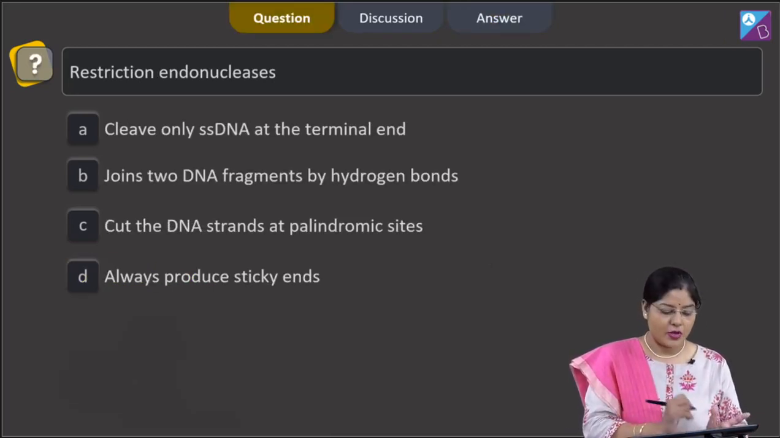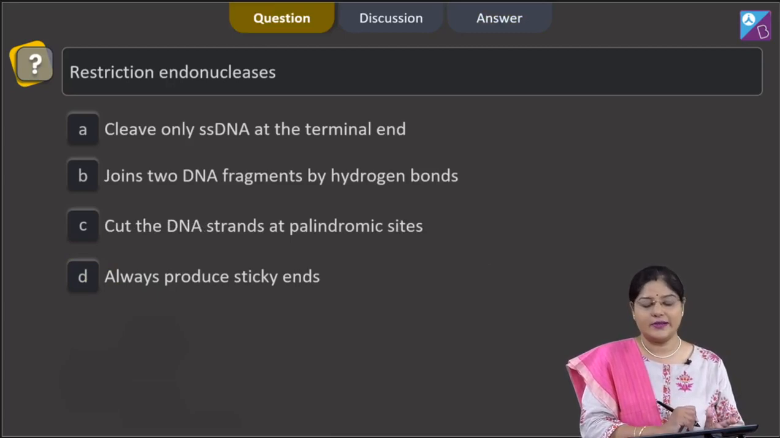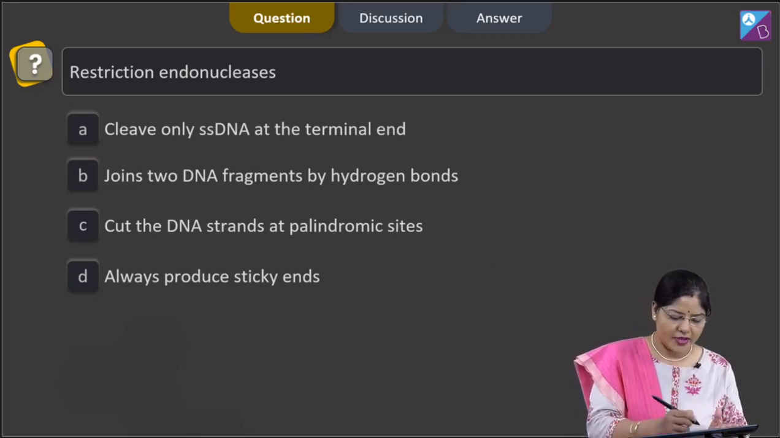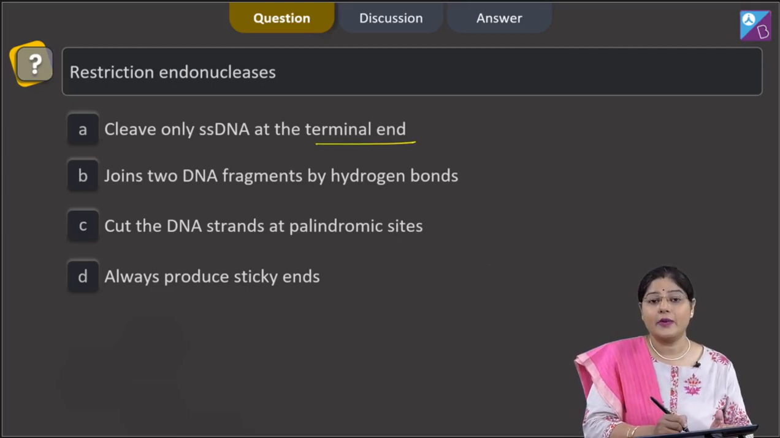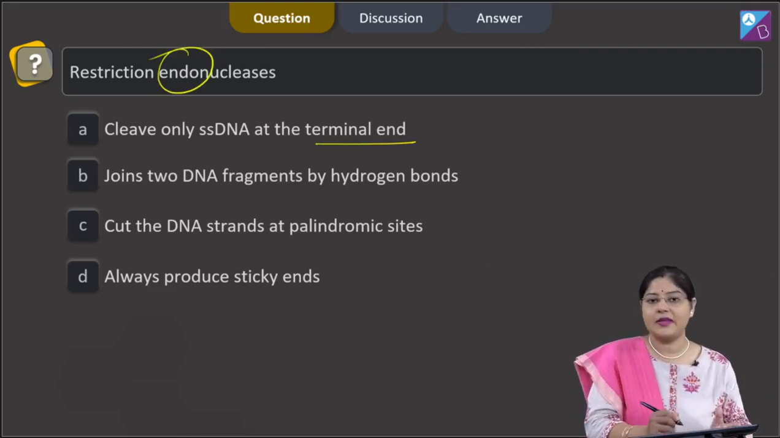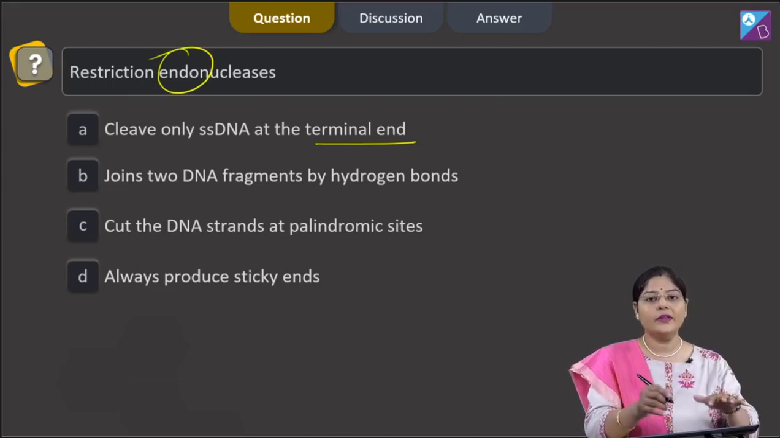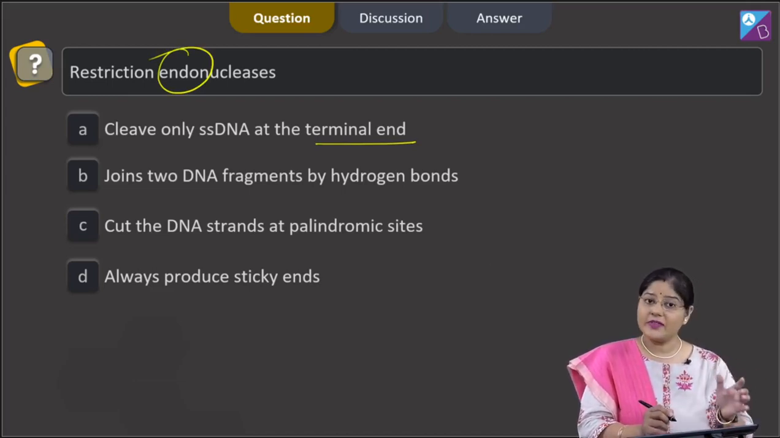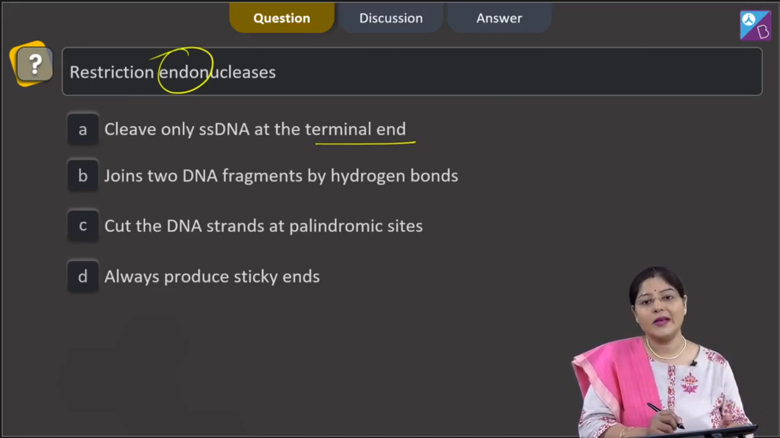Question states that restriction endonucleases. We have to choose the option which is true for restriction endonucleases, and the options given are first option cleave only single stranded DNA at the terminal end. This is incorrect because restriction endonucleases, as the name indicates, cut within the DNA but not at the terminal ends, and they cut at specific sites. They cut both the strands of DNA between the same two bases.